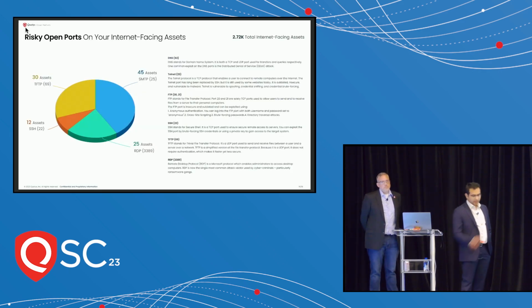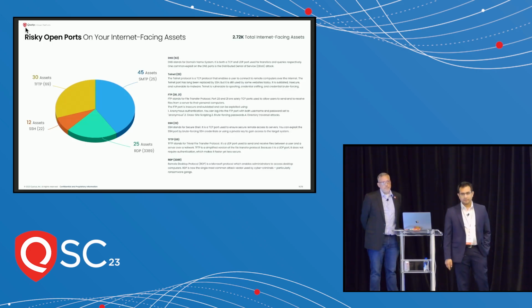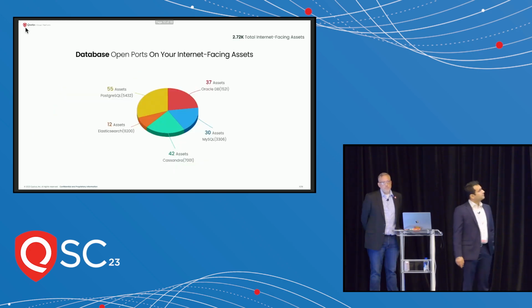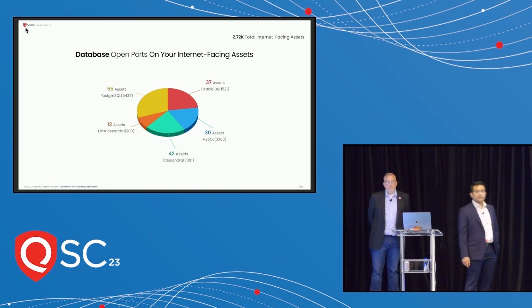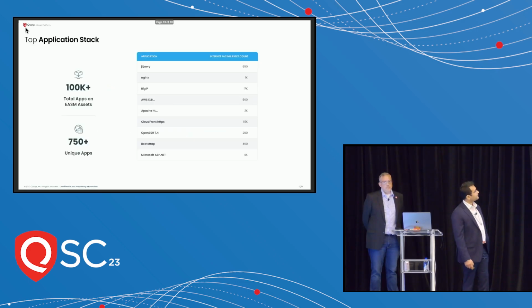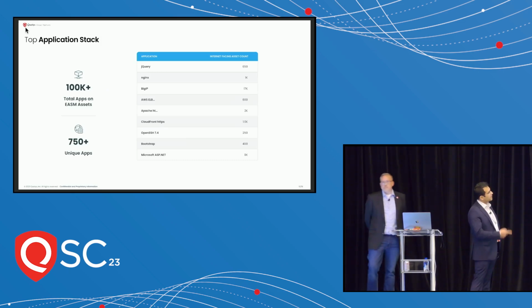Risky open ports, right? So now we have all the open ports that we discovered, and we categorize them as risky. Of course, you don't want to have 25 of your assets internet-facing with an RDP port open, right? SSH, again, risky. Database open ports, right? What are database open ports doing on internet-facing assets? Were those just spun up by our developers? You need to monitor them or close them, right? We discovered the application stack, just showing the top application stack on your internet-facing assets. Again, a quick view of that.